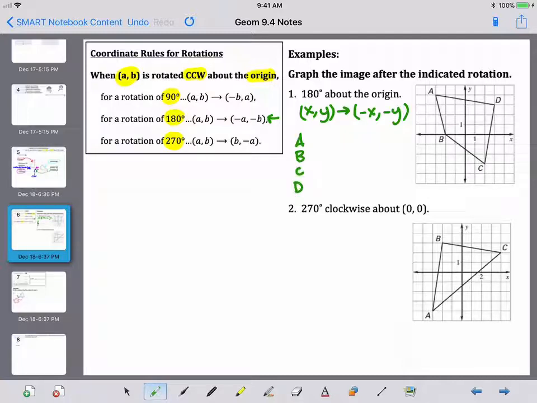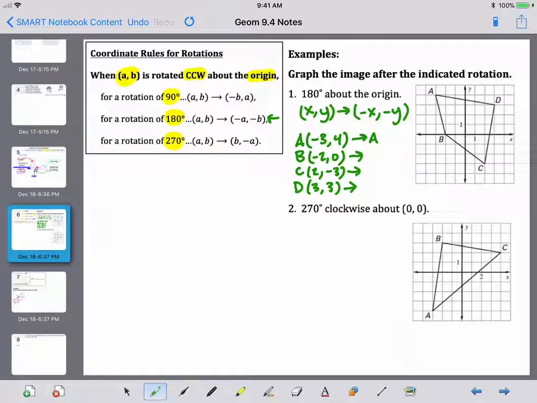So let's just write down where A, B, C, and D are. A is at negative 3, 4. B is at negative 2, 0. C is at 2, negative 3. And D is at 3, 3. And we're going to apply this rule to see where our images are.